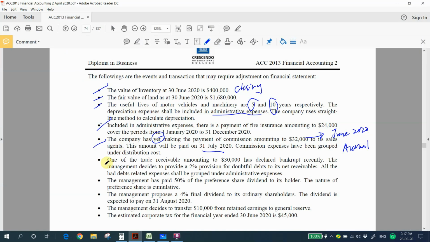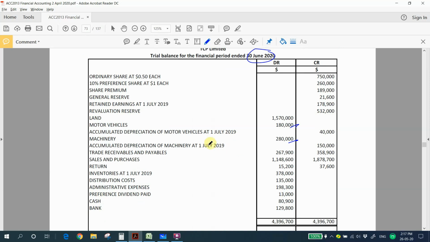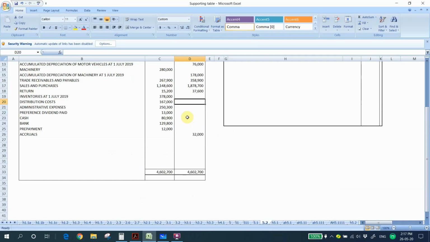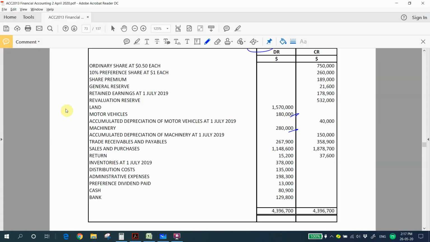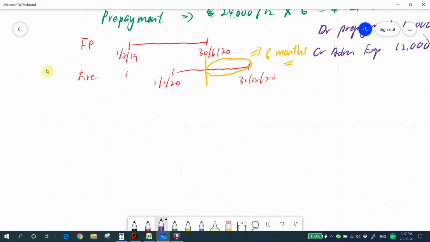Next, one of the trade receivables amounting to 30,000 has been declared bankrupt recently. The management decided to provide a 2% provision for doubtful debts on its net receivables. All the bad debts and related expenses shall be grouped under administrative expenses. So we take a look at the company's statement of financial position. First, we look at whether we have any provision for doubtful debts for the previous year. No, we don't. So we have to treat this as the first year provision for doubtful debts. So this will be adjustment number 6.